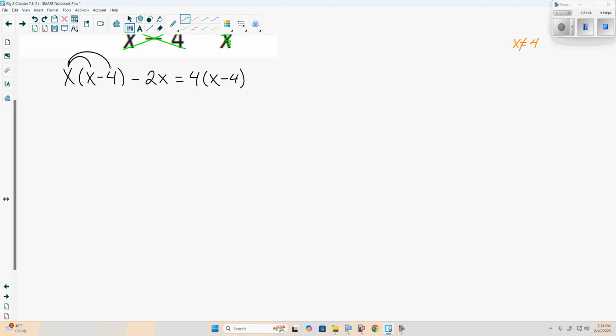We're going to distribute here. x times x is going to be x squared. x times negative 4 is negative 4x. Minus 2x is equal to 4 times x is 4x. And 4 times negative 4 is negative 16.